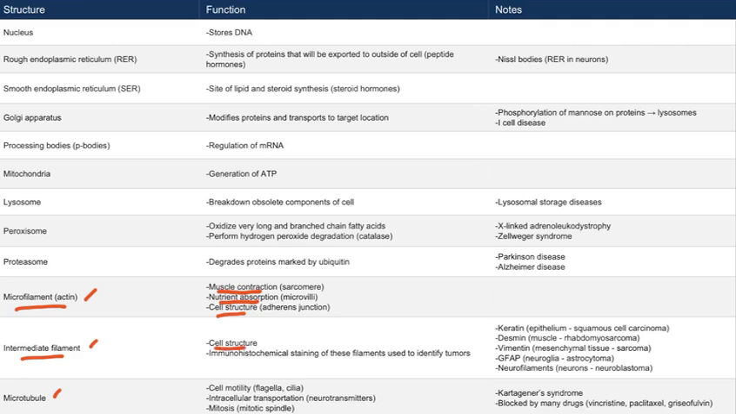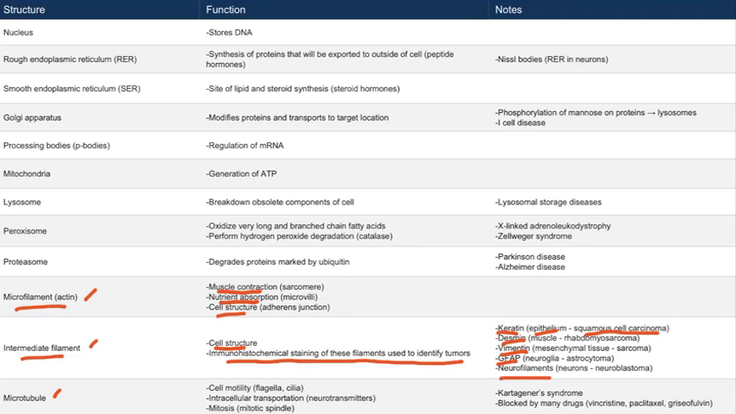Many of these molecules can be identified using immunohistochemical staining and can be helpful in identifying tumors. For example, keratin is an intermediate filament that is found in epithelial cells. So epithelial-derived cancers, such as squamous cell carcinoma, can be identified on histology by staining for keratin. Other intermediate filaments that you should be familiar with include desmin, vimentin, GFAP, and neurofilaments. Each of these correspond to a specific tissue and can be helpful in identifying various tumors that have been shown on the table.